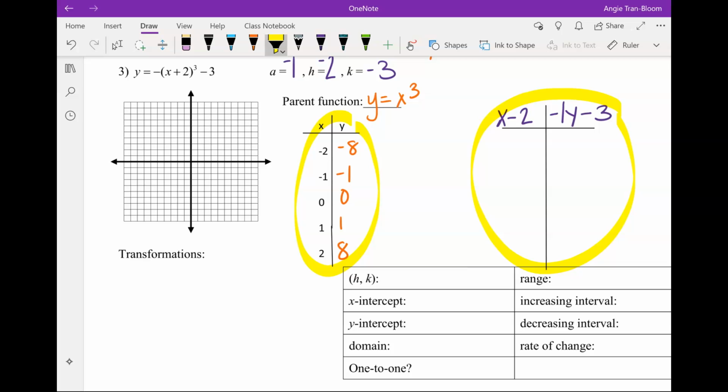If you are all done, then plot it. If you are done plotting, then fill out the table. No, negative 3 cubed is not 1. You have a plus 2, minus 2. You have to subtract it.